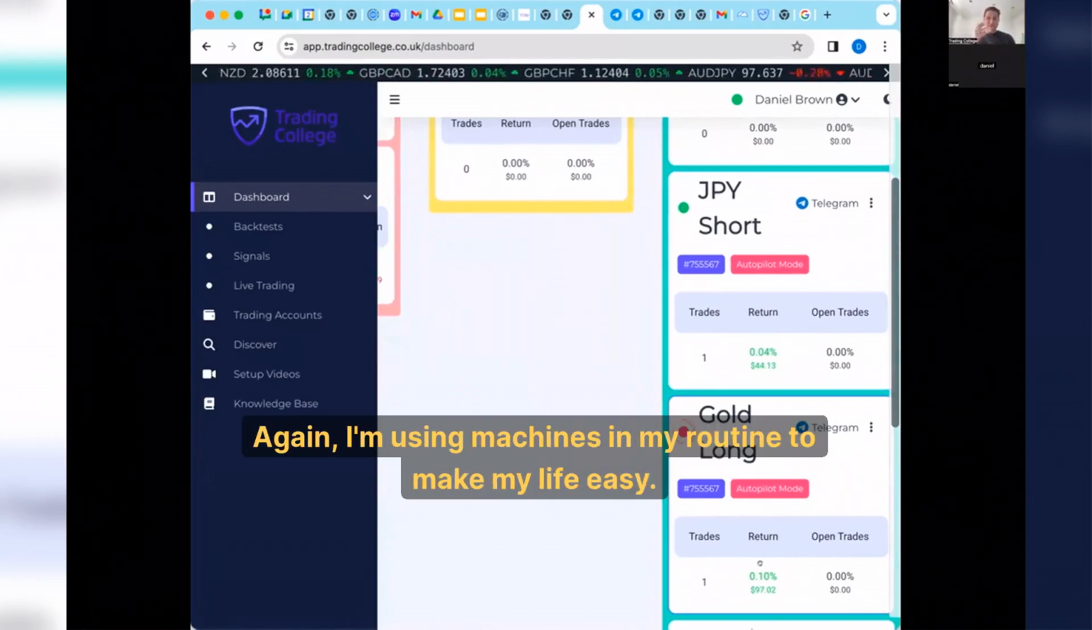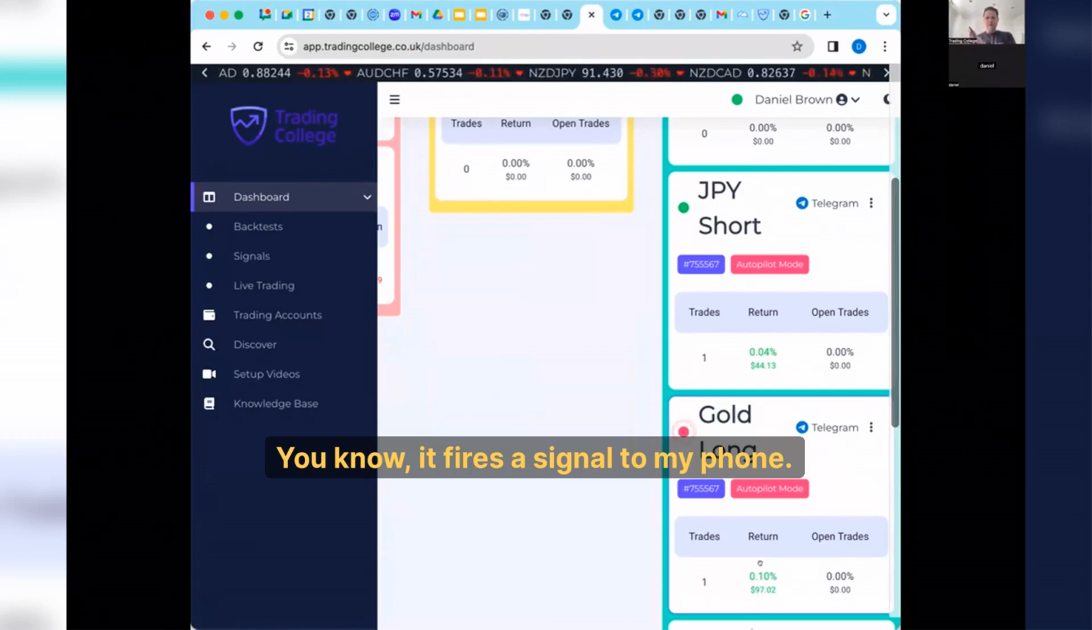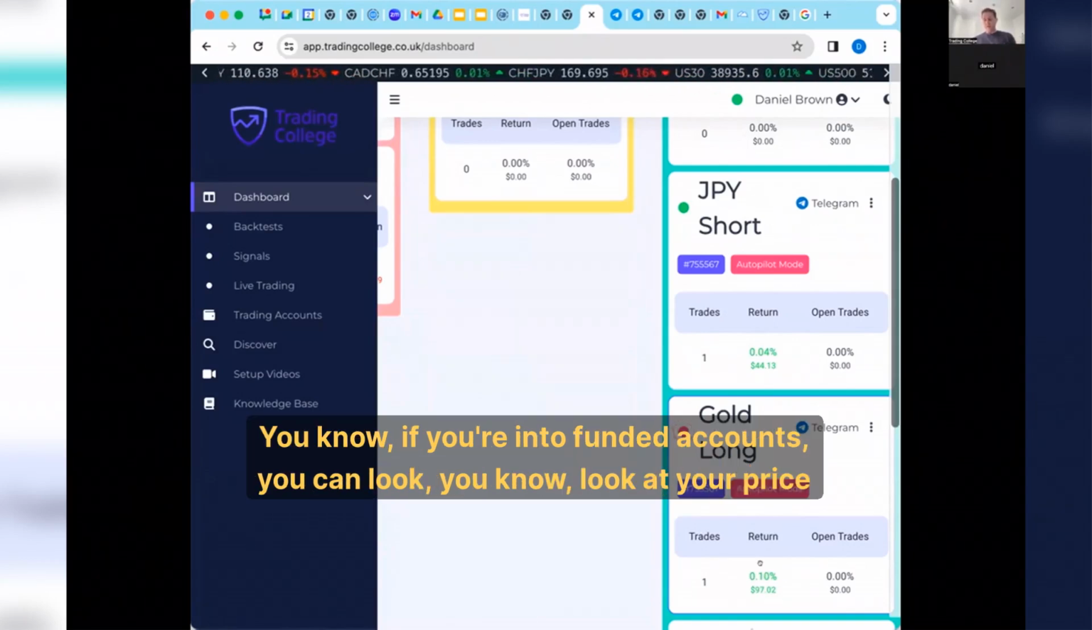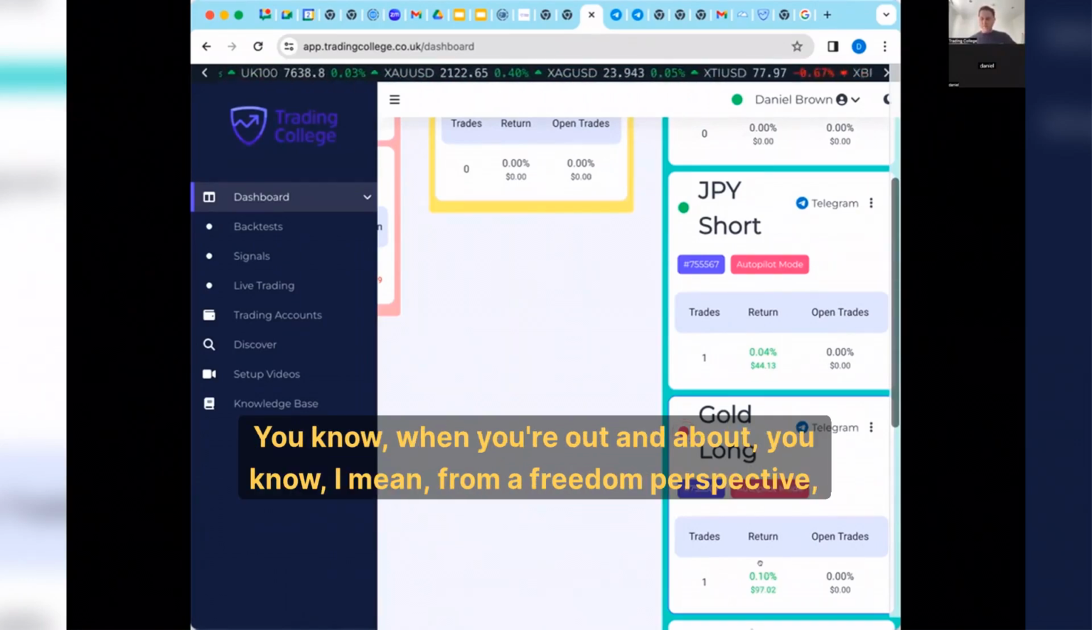Again, I'm using machines in my routine to make my life easy. I've got Telegram on my phone. It fires a signal to my phone. I'm going to take that trade. I can take that on my phone on my trader. I've got my brokers on my phone. If you're into funded accounts, you can look at your pricing and take trades just like I do every day when you're out and about.